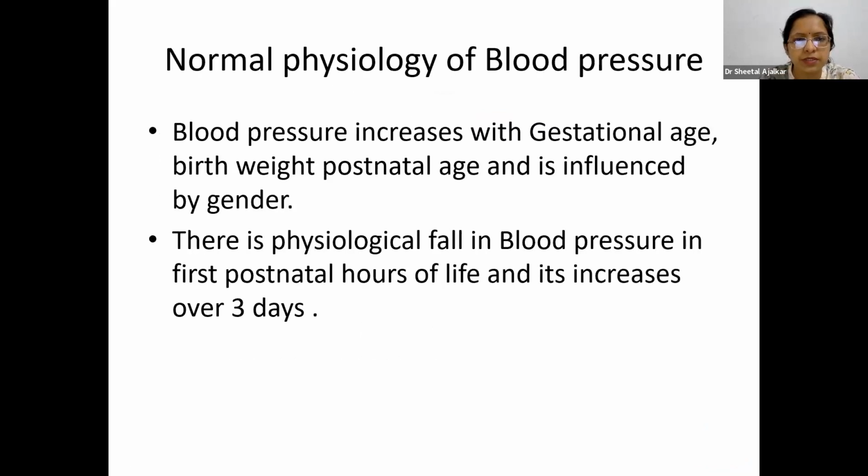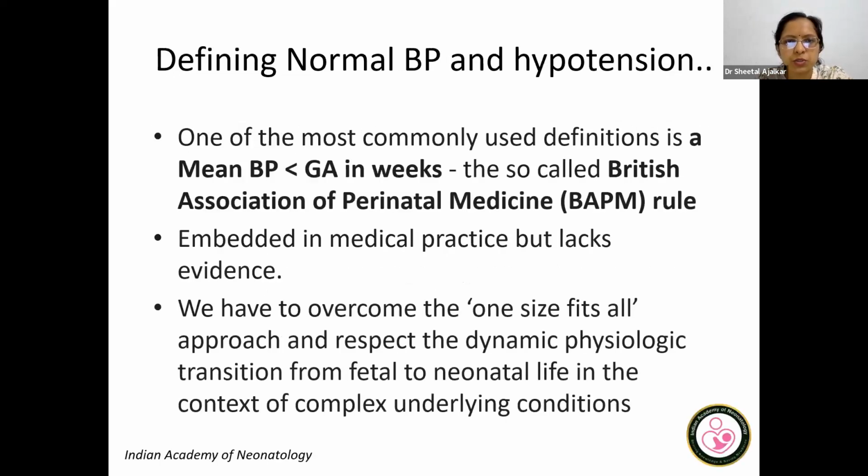And the summary. Normal physiology of blood pressure is that it increases with the gestational age, with the birth weight, and the postnatal age, and it is influenced by gender. There is a physiological fall in blood pressure in the first postnatal hours of life, and it increases over 3 days. So we have to remember that there is a physiological fall in the BP in the first few hours of life.